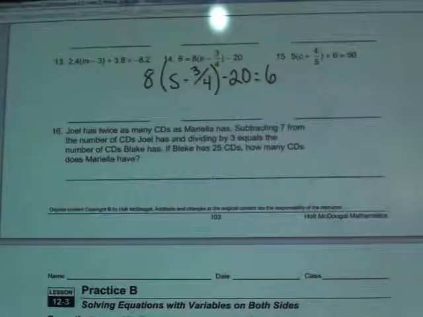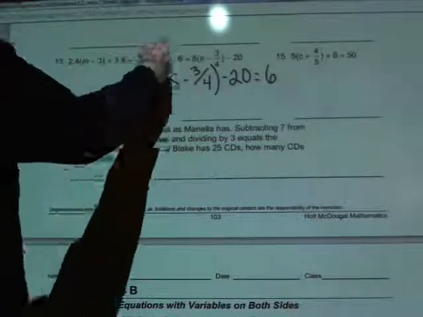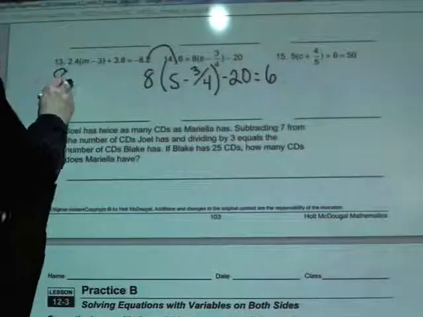We wouldn't ever do the 20 because it's after a subtraction sign. The same would be true if it was after an addition sign. It would not be the part we're distributing. We're always distributing what comes through with multiplication. So 8 through the s, that's pretty nice. That's going to make 8s.